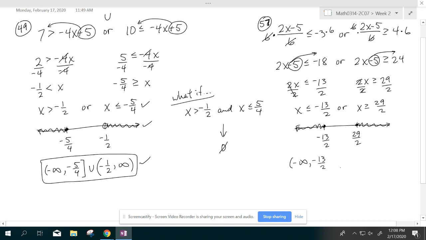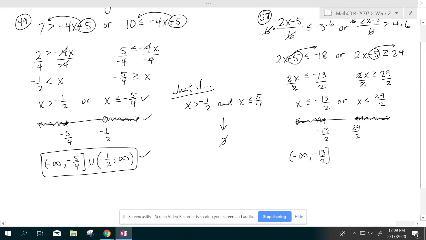I see a hand up. Backtrack on that 2x minus 5. Why did you keep it a negative 5? Here? Plus 5. Oh, never mind. Did you answer your own question? Nope, got it. Okay. What symbol does the negative 13 halves get?